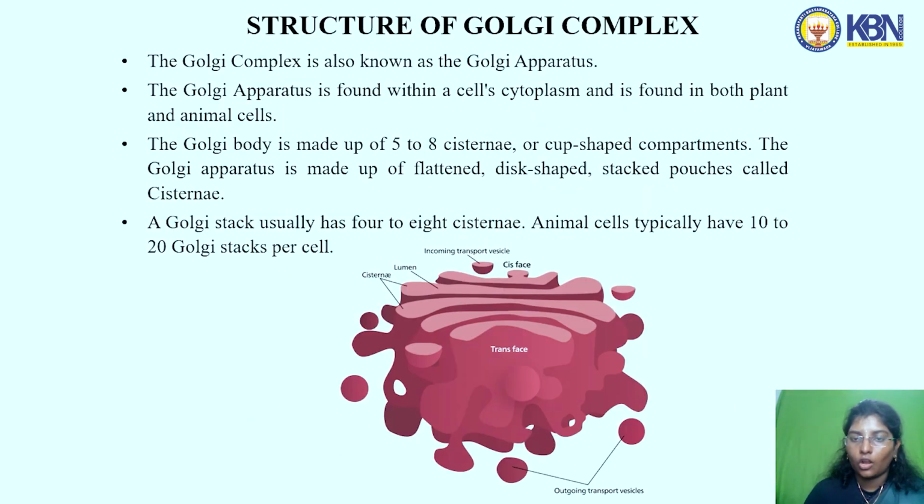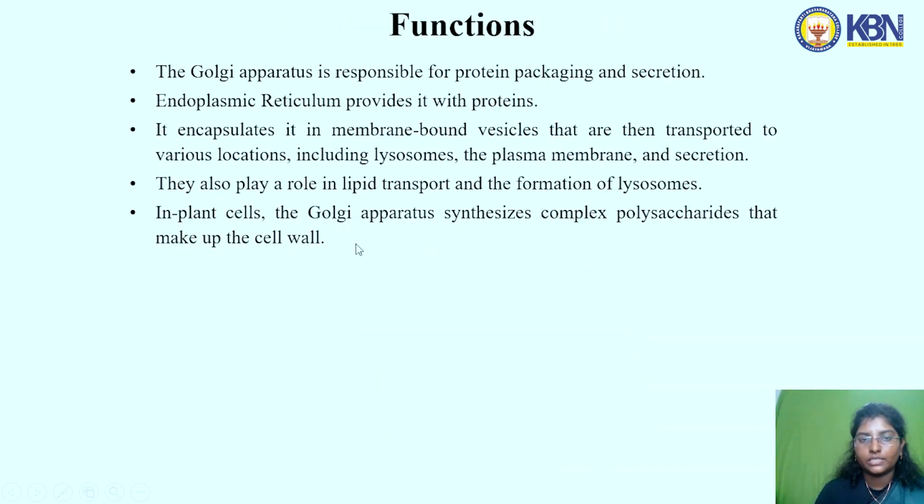Next, structure of Golgi complex. This is the structure of the Golgi complex, which is present in the cell cytoplasm. We can observe it in both plants and animals. These are called cisternae. About 5 to 8 cisternae are present, which are cup-like compartments. These are flat and disc-shaped, and there are 20 stacks per cell.